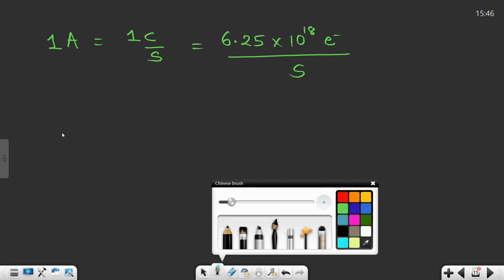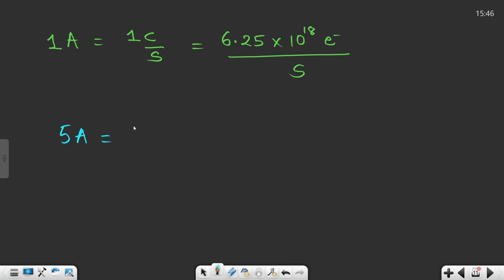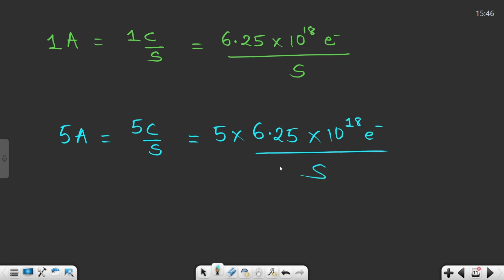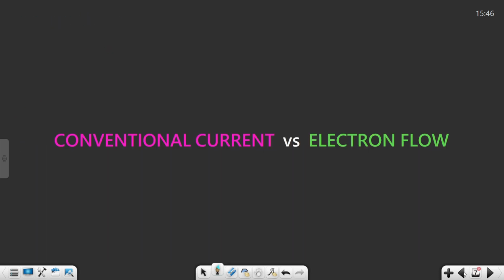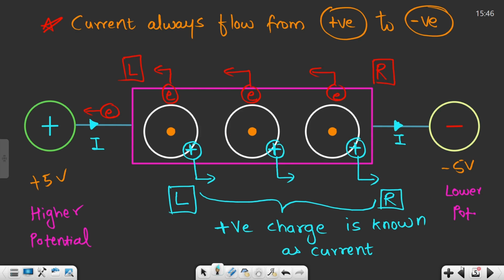Similarly, if someone says the current is 5 ampere, it is nothing but 5 coulomb per second, that means what? That means 5 into 6.25 into 10 raised to 18 electrons move per second through that given cross sectional area. Getting this point? So this is how quickly a current moves, or basically electrons move. And as the electrons move, the current I is generated. Just remember this point, current always flows from positive to negative, whereas electrons flow from negative to positive, which I have shown over here in great detail.